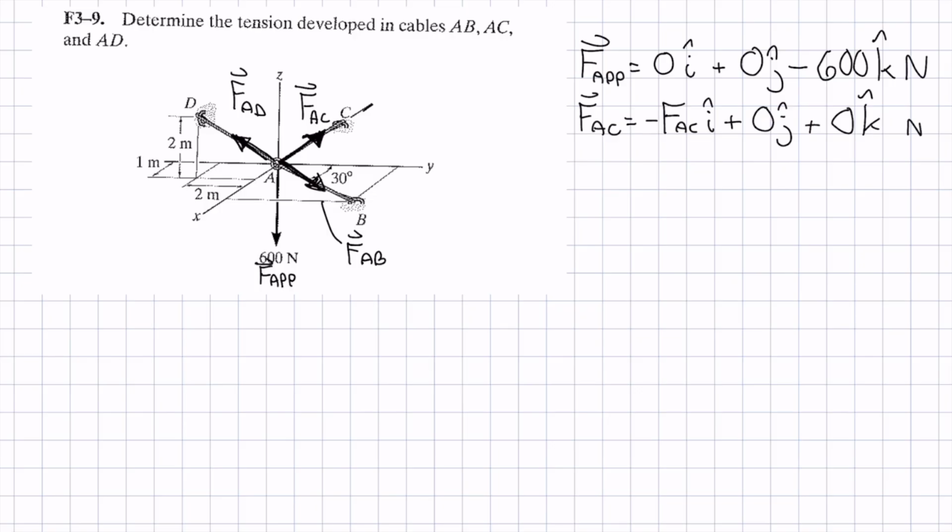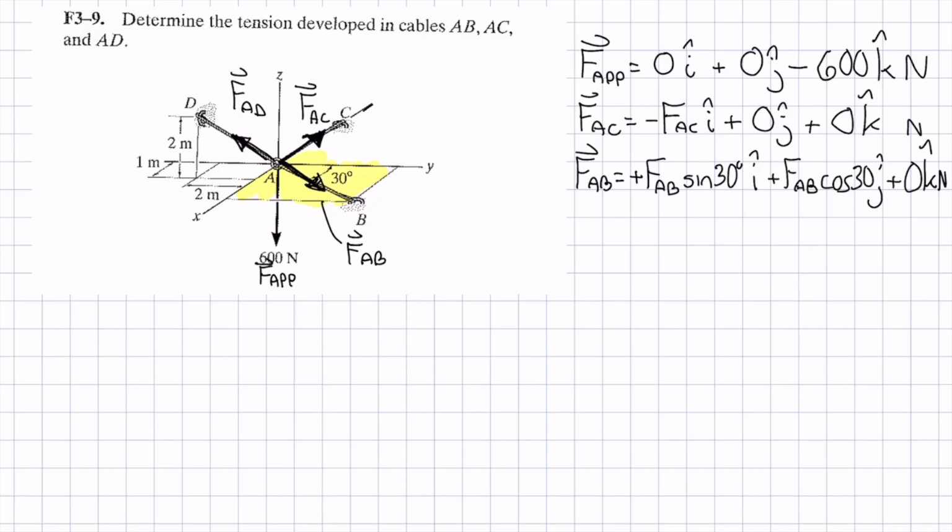Now, FAB, this one's probably the next easiest one to look at. You can see it is only in the XY plane here, but we have to use some trig. So I think you can see that the part along the x-axis is in the positive x. This will be plus FAB sine 30, because it's along this part right here, I hat, and along the positive y direction. So this will be FAB cosine 30 J hat and 0 K hat.